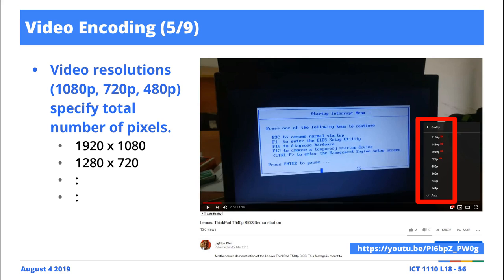and the quality. So don't just go on YouTube and stream things and start complaining that the mobile service provider is stealing bundles from you. No, you want to explicitly specify the resolution.